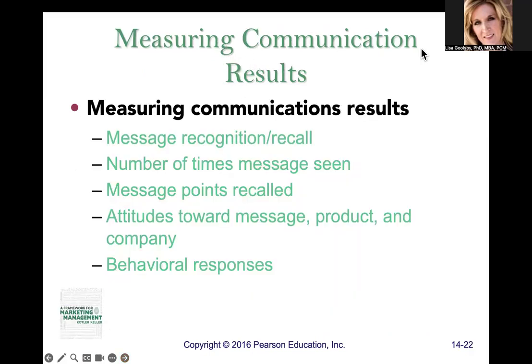Okay, so a couple things to look at with our communication. We need to measure it. Did it work? If it didn't work, we don't want to do it again. If it did work, we want to keep doing it. So some of the things that we need to measure include recognition or recall of the product. We need to look at how many times that customer had to see the message before they took certain actions. And then we want to look at their attitude toward that message, the product, and the company. And finally, the responses that the messaging elicited with the consumer.